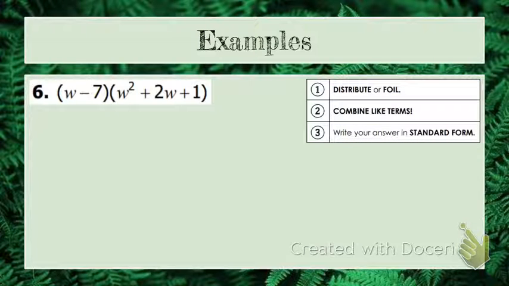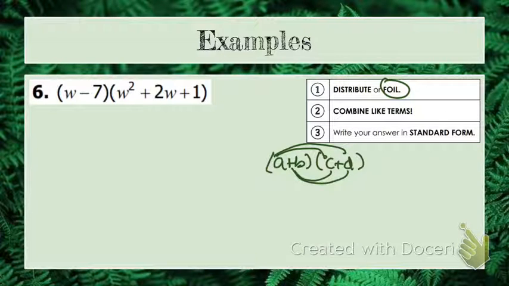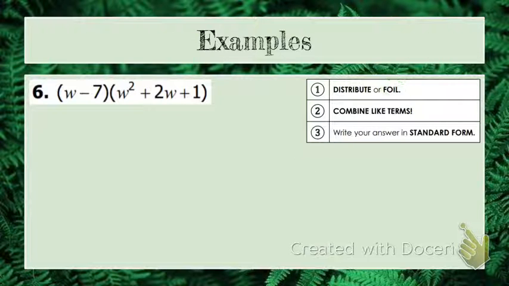standard form. And so what that's going to look like, when we FOIL, remember that is if we have A plus B times C plus D, we multiply the first, the outside, the inside, and the last. But whenever we have more than two terms, we are going to think of this more as distributing each individual term. Okay, so we're going to have W times W squared. That is W to the third power.